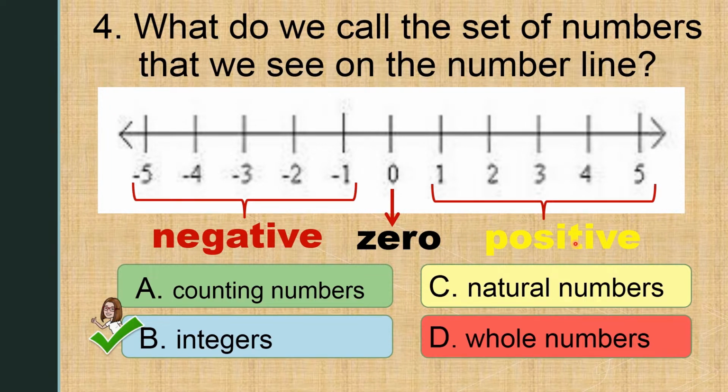By the way, the positive numbers may not contain the positive signs anymore because we know that positive numbers are also called counting numbers or natural numbers. Okay? So the positive signs may not be written anymore. But in the negative integers, it's very important to write the signs before them. Okay? So it's the integers. Do you remember them now? Good.